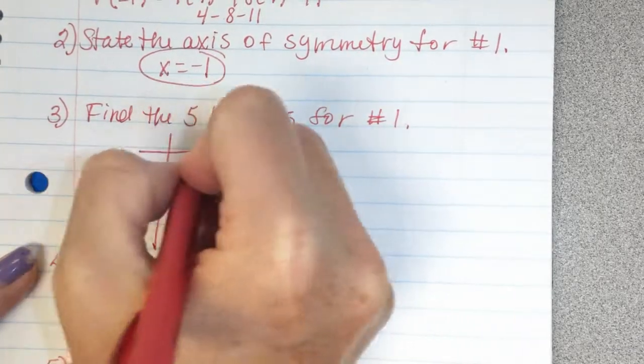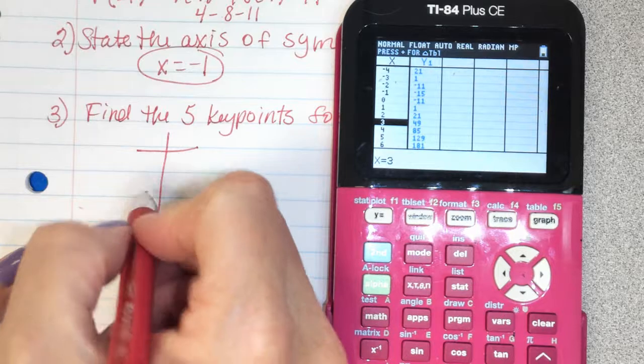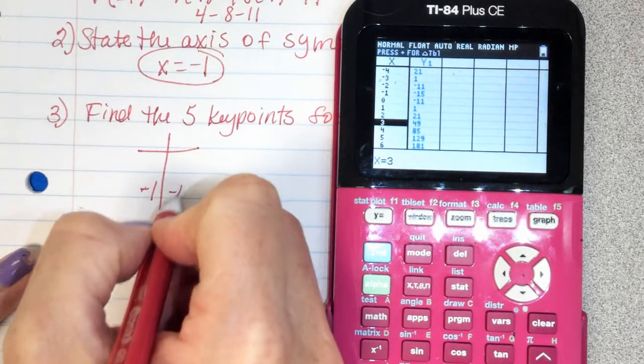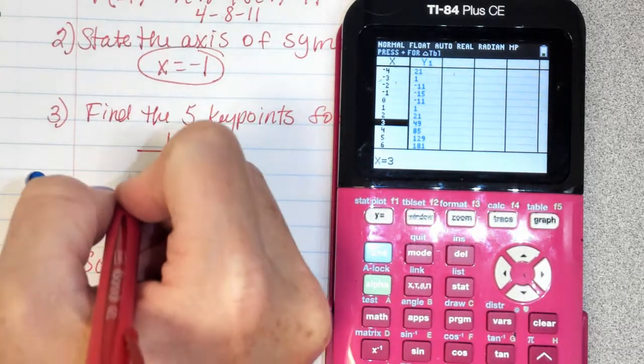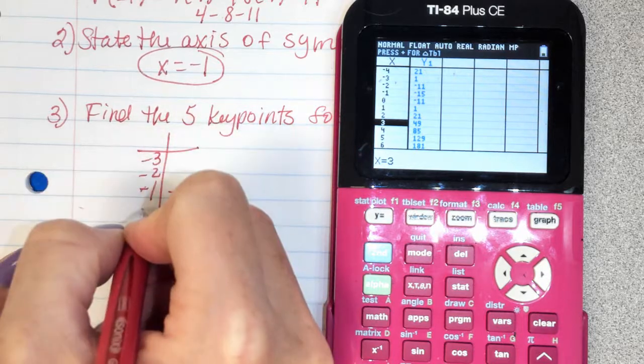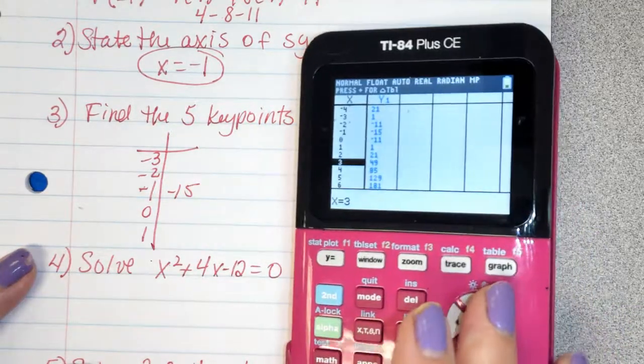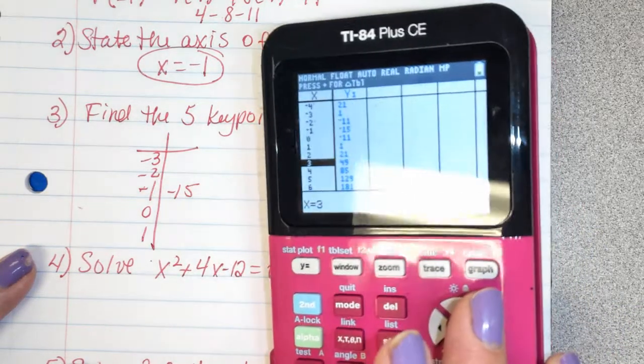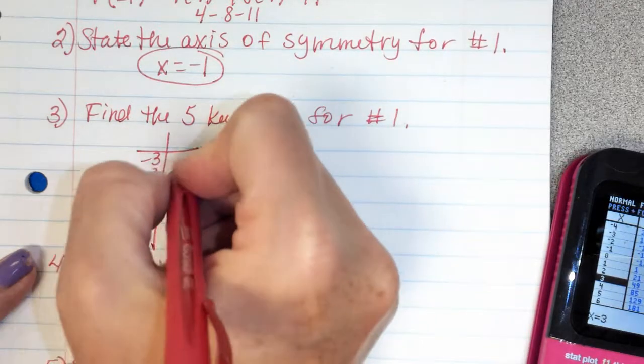And remember with the 5 key points too, guys, that vertex right here, that needs to be in the middle. You always want to have that, and then you want to go out this way, and you want to go out greater than. And so, let's see, 1 and negative 11.